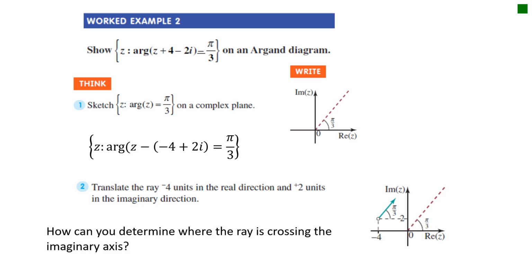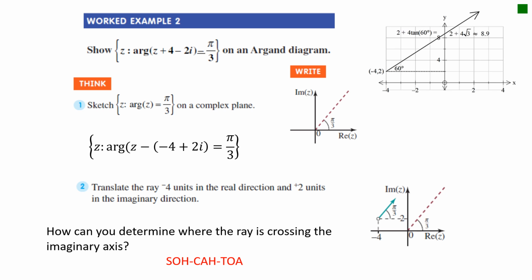But then the question is, how do you determine where the ray is crossing the Y axis or the imaginary axis? And of course, the way to work out where it is crossing that Y axis is via SOHCAHTOA. So you can just imagine picturing a right angle triangle, 60 degrees the internal angle, base length 4, you have to work out its height, add that height onto 2 as follows. Okay, so that's all I'm doing. That's what the ray would look like.